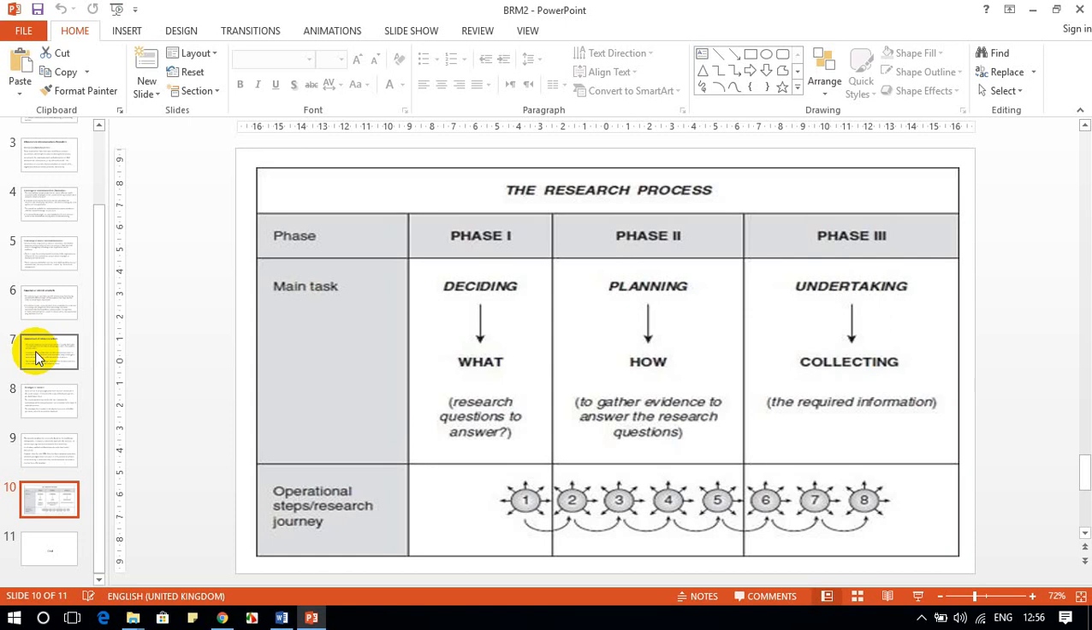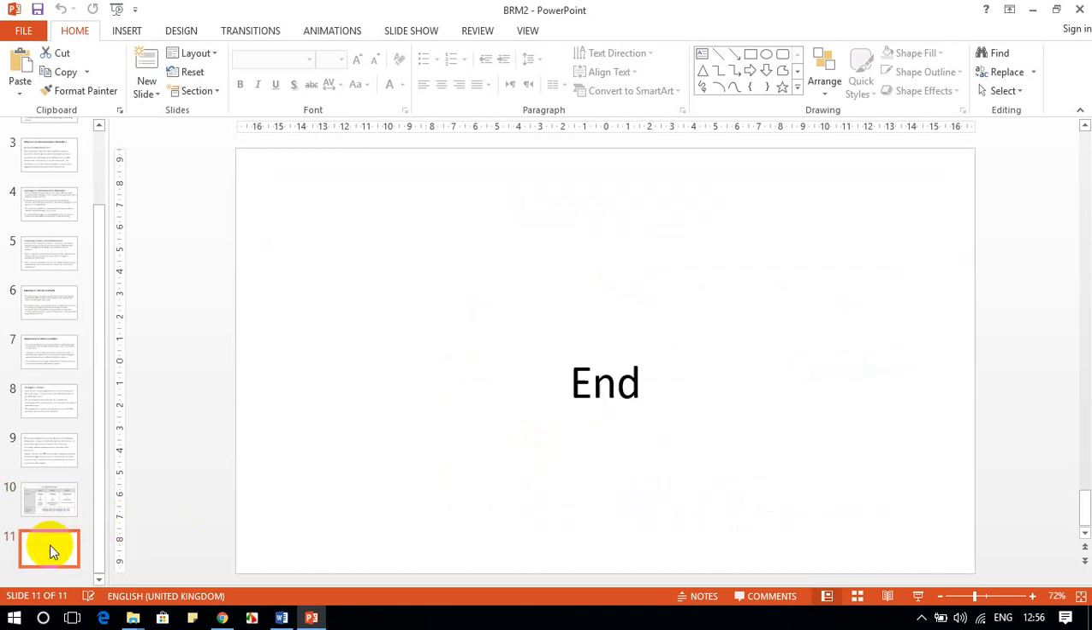Then the other thing is undertaking, which means collecting the required information, and that is called the implementation phase. So particularly with the combination of decision, planning and undertaking, meaning what, how and the collecting process, we would have operational steps, a research journal. This is a sample which can help researchers to do better research.